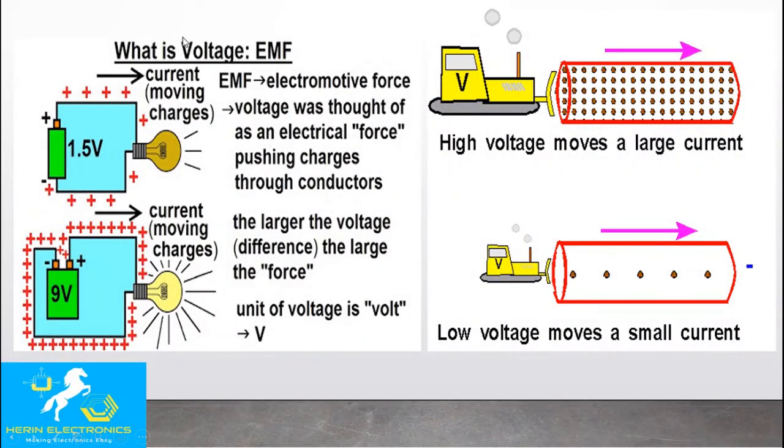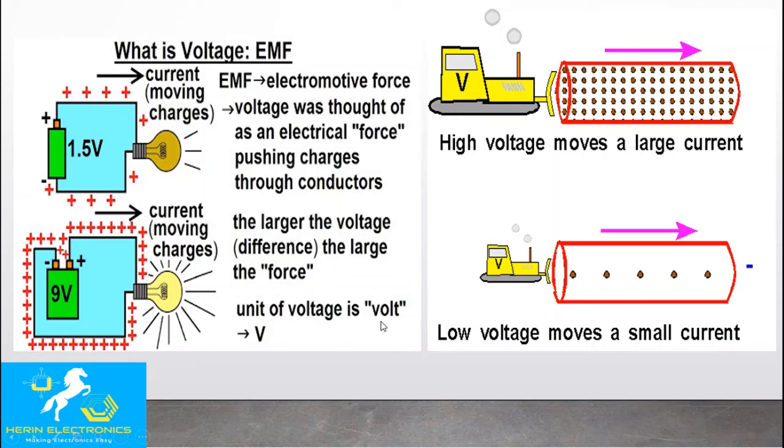So what is voltage in terms of electromotive force and what is its relationship? We can understand this with the help of these circuits, where in the first circuit we have taken a power source of 1.5 volts and in the second circuit a power source of 9 volts. When the 1.5 volt power source is given to a bulb, the bulb glows with fewer charges moving through the circuit. Whereas when we take a 9 volt battery, we can see a large number of electrons moving through the circuit, making the bulb glow brighter. That is, the larger the voltage or the larger the difference, the larger will be the force.